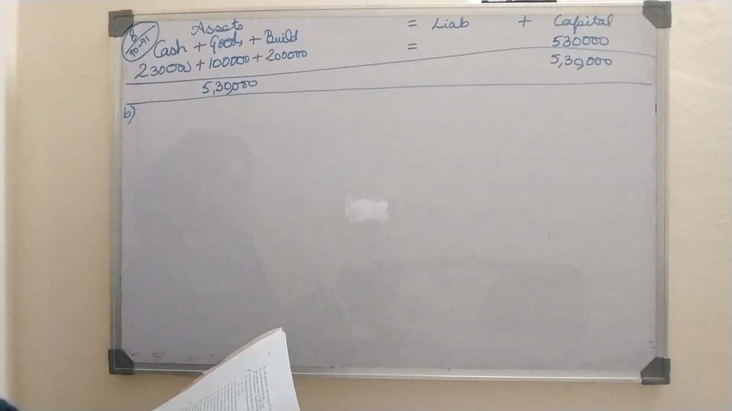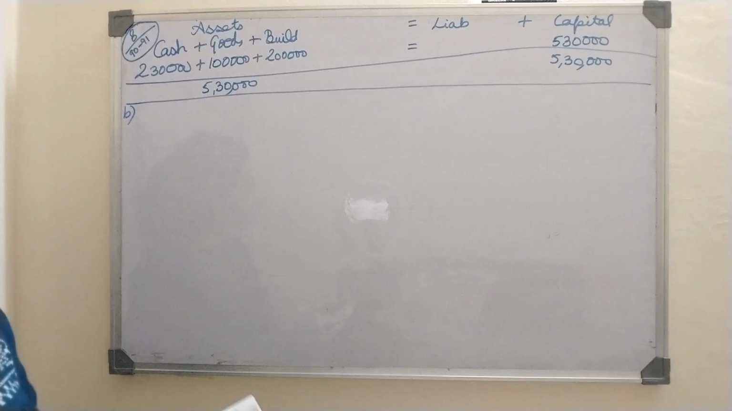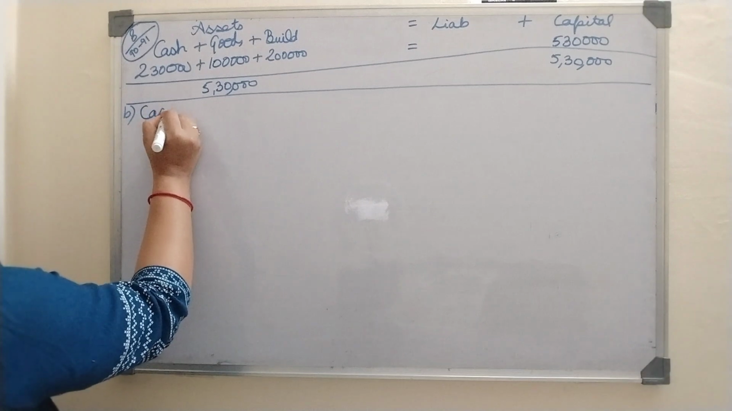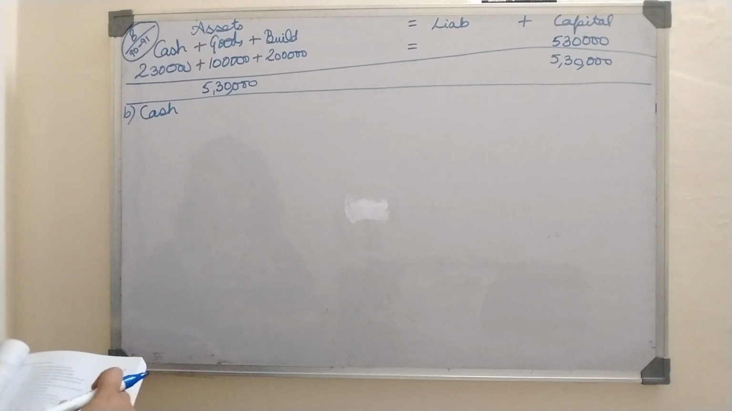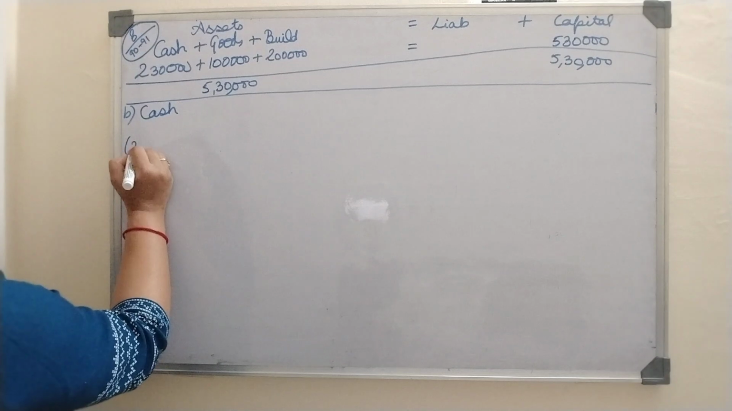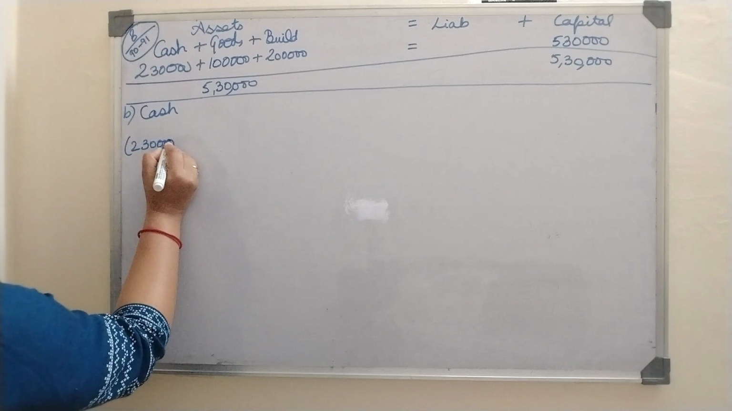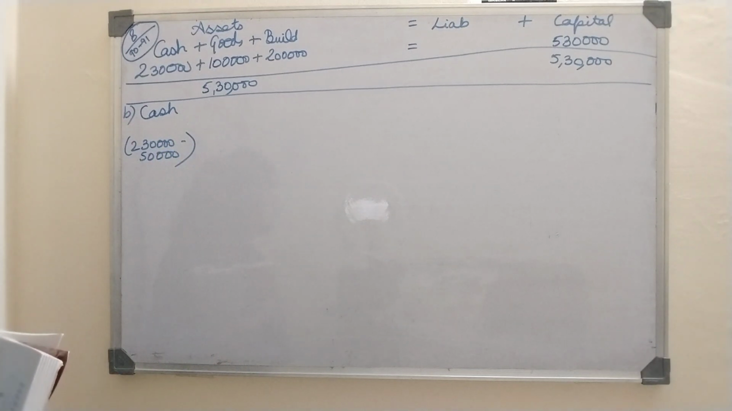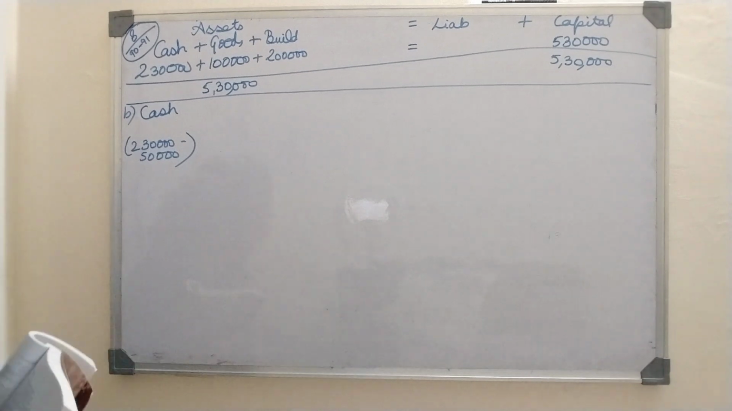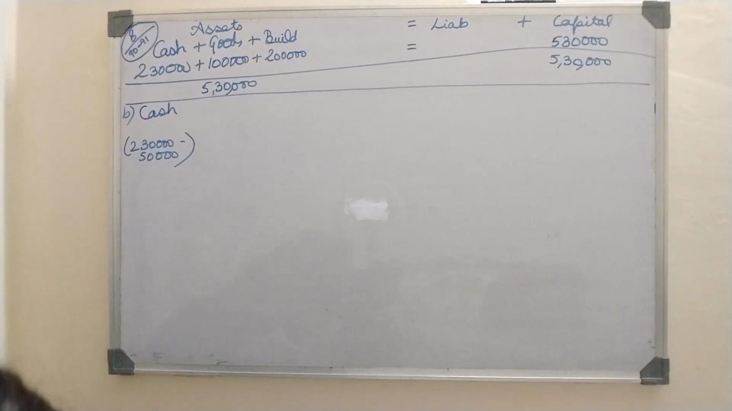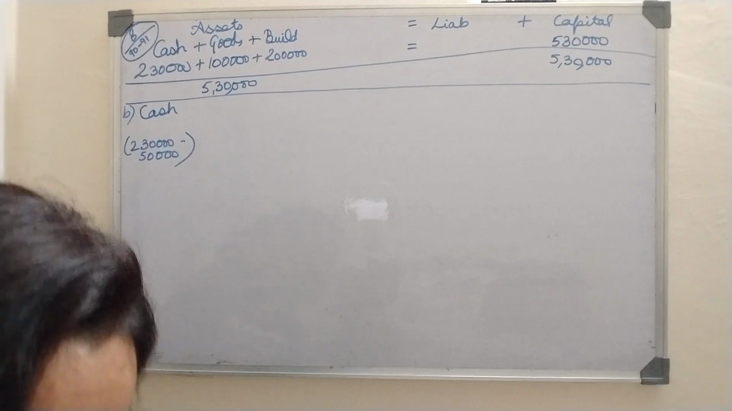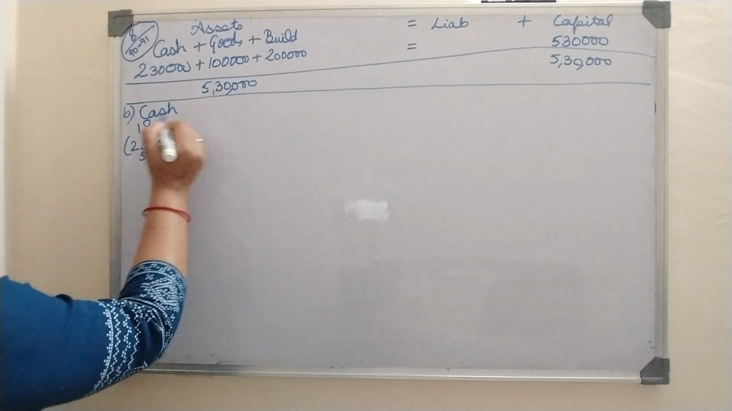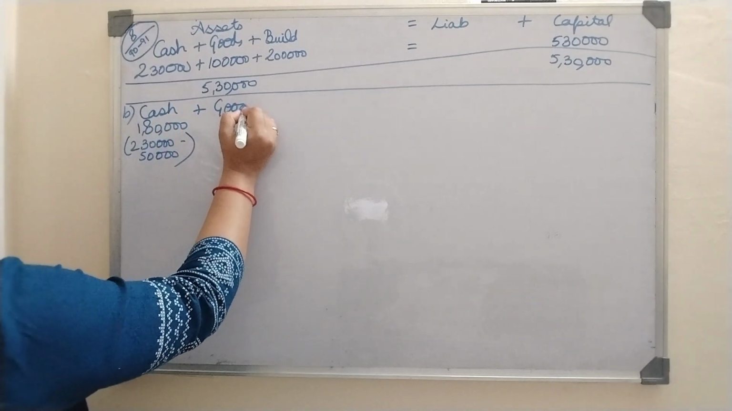Now we come to the next part. He purchased goods for cash. Now he is purchasing goods for cash, which means cash has to be reduced and goods have to be increased. So cash: 2,30,000 minus 50,000. When you subtract 50,000 from 2,30,000, it comes to 1,80,000. You can keep your calculator with you so that you can keep on checking the amount.